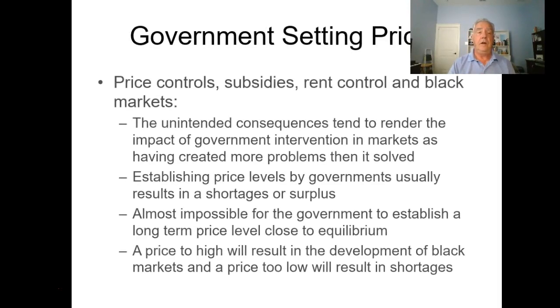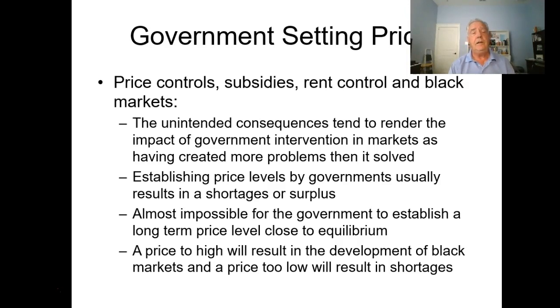All right, governments. Sometimes the governments get involved in price controls, subsidies, rent control, and as a result, they may create black markets. So some unintended consequences result in more problems. I gave you the example of the young man who was selling contraband cigarettes in Manhattan because the tax on prices were so high, and the disastrous results from that. Those are unintended consequences.